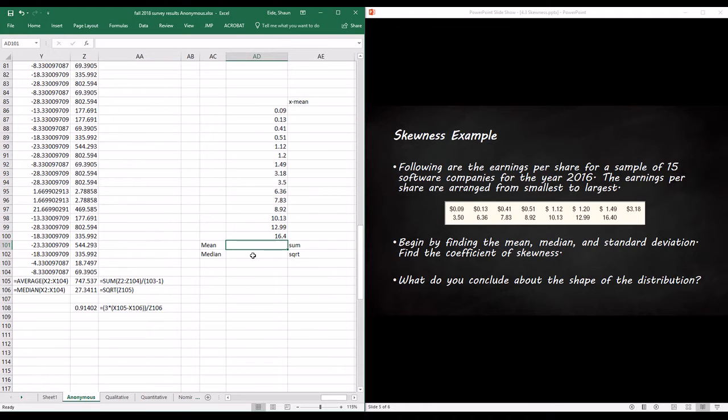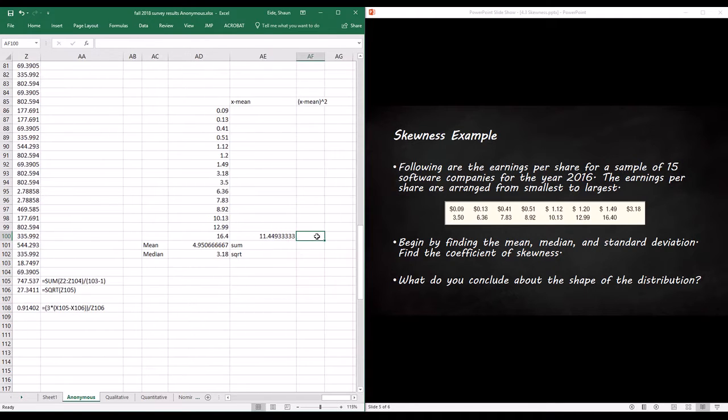The first thing that we need to do is calculate the mean, equals average. Take the average. Okay, then we're going to do equals median. Okay, and then we are going to do equals subtract the mean from all of the observations, so x minus the mean. And then we are going to square it to get rid of the negative, and drag it down.